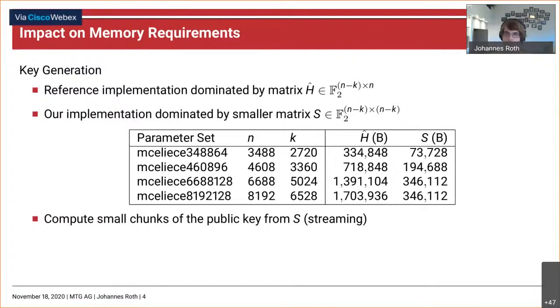The idea now is that we can use this matrix S and compute small chunks of the public key from this matrix, instead of computing a huge buffer where we have the public key in it. This is what we use for streaming, and we add the matrix S to our private key. And we can omit the public key instead.